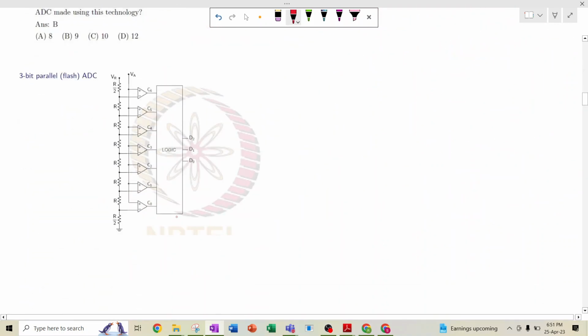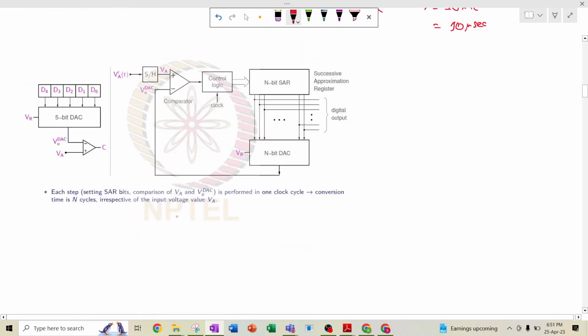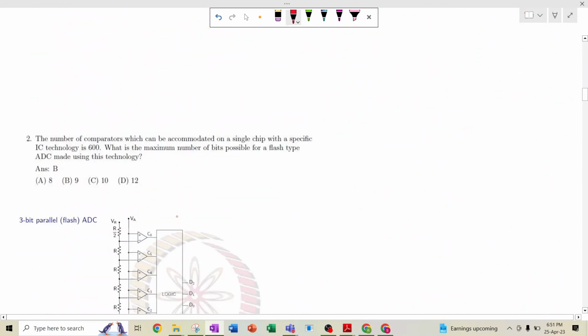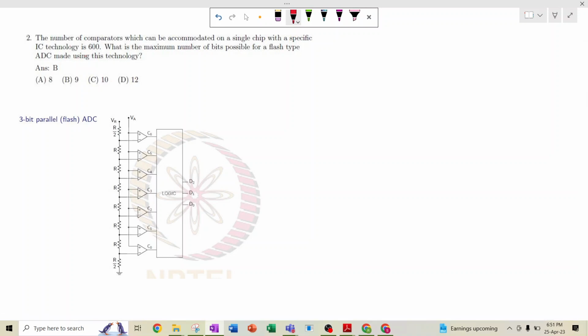Okay. So moving forward to the next question. This was a pretty easy question. The next question is: the number of comparators which can be accommodated on a single chip with a specific IC technology is 600. What is the maximum number of bits possible for a flash type ADC made using this technology? So here we are coming across another type of analog to digital converter, which is known as the parallel or flash type ADC.